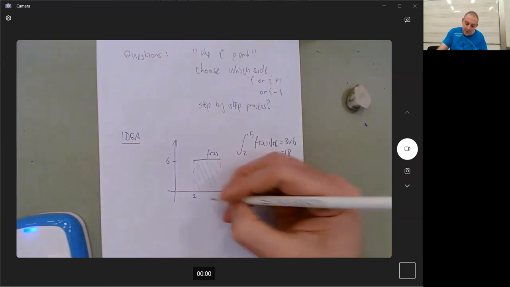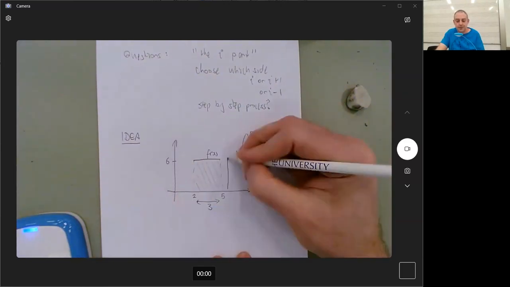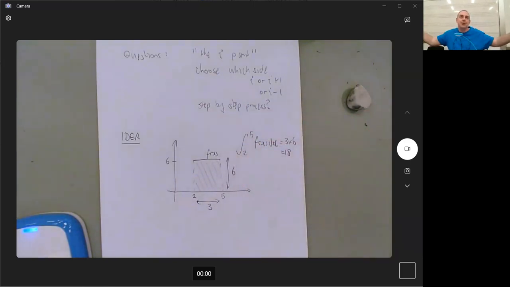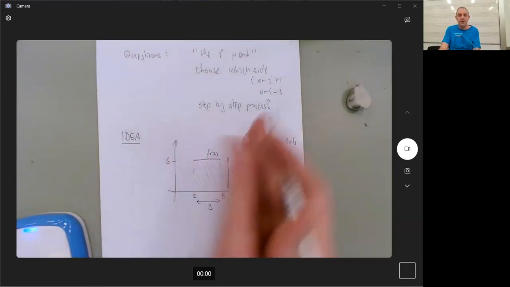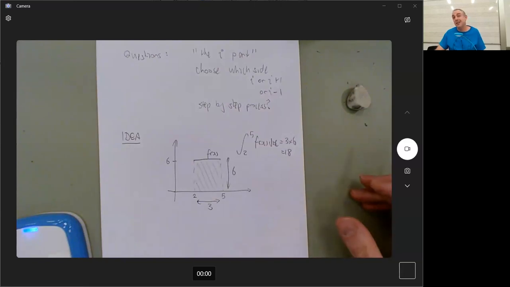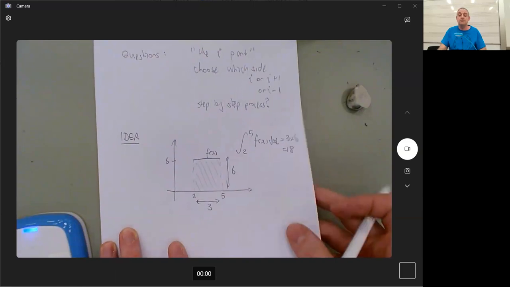If they are 3 wide and 6 high, then the area is 3 times 6. Great. So if I have a function that's made entirely of flat bits like this, then I just need to know how wide each flat bit is and just add up all the little rectangles. That's idea number 1. A second idea.